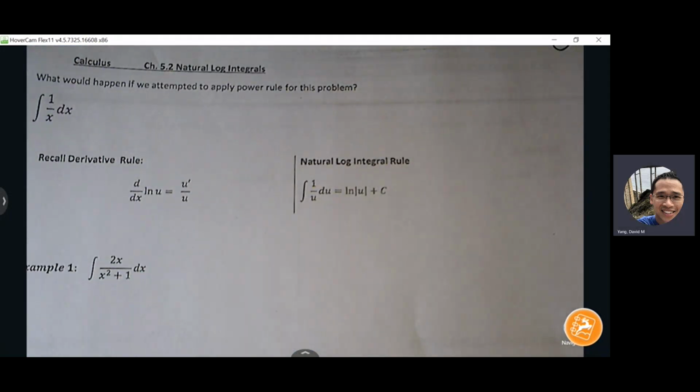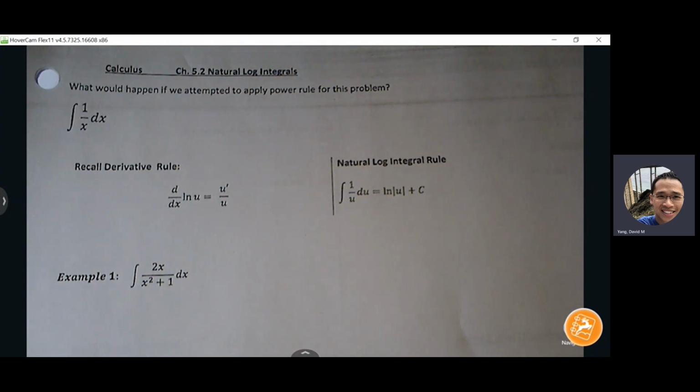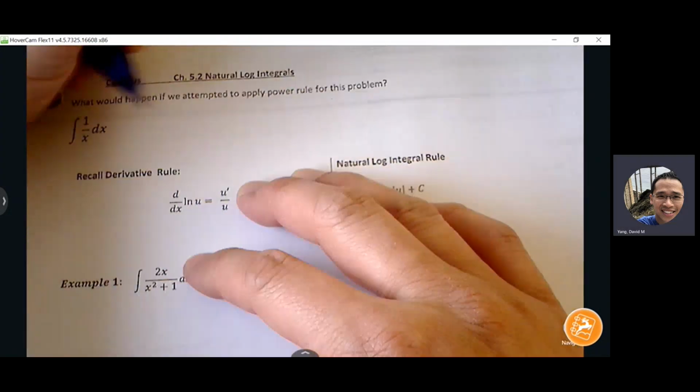So we've done logs and exponential functions from a derivative standpoint. Now we're going back to chapter 5 and doing the integral perspective or the antiderivative perspective. So let's say we have this problem 1 over x dx. What would happen if we attempted to apply power rule for this problem? First, you would have to make what adjustment?